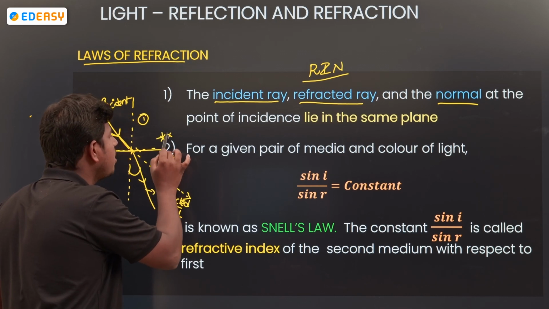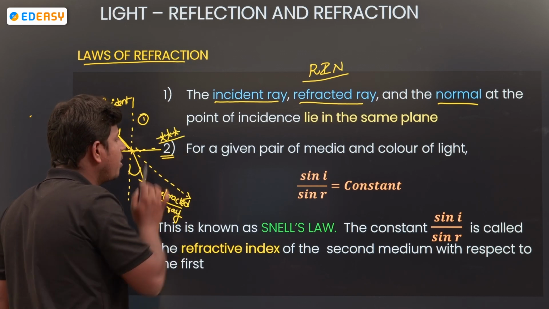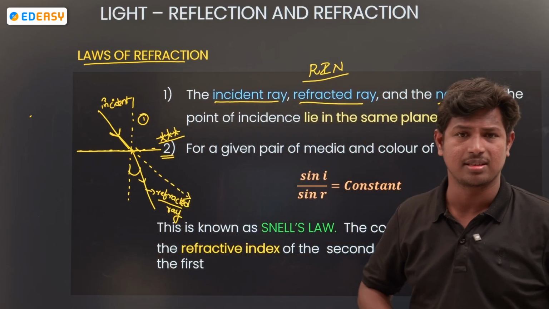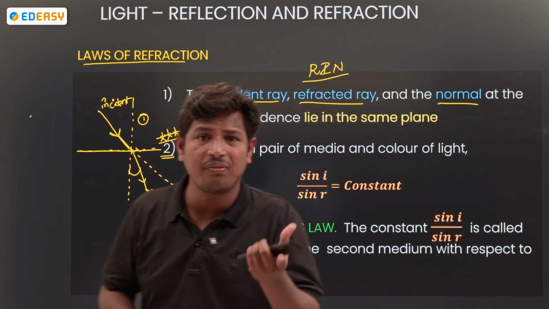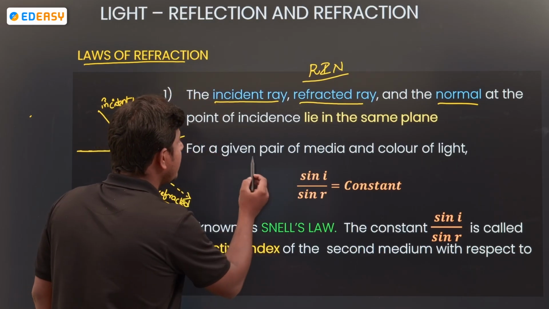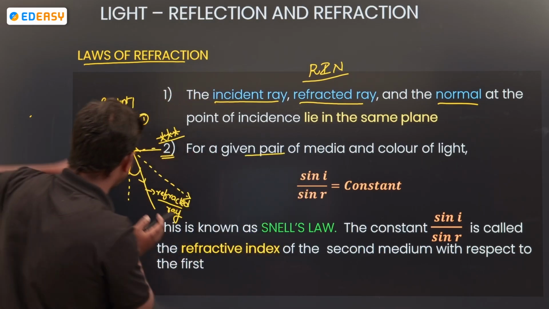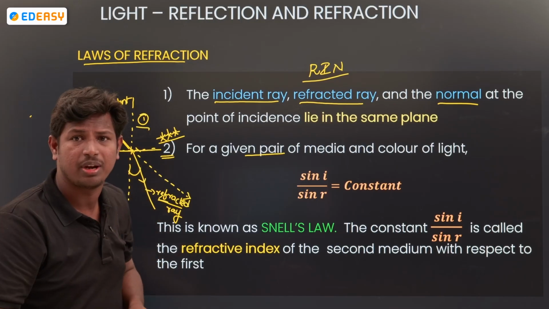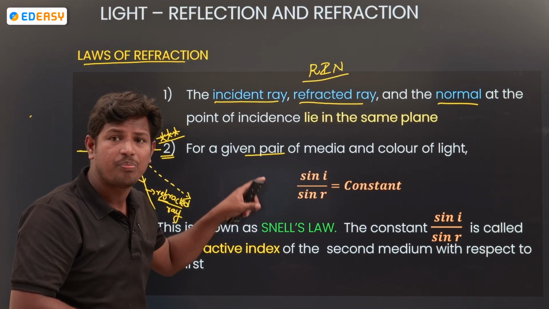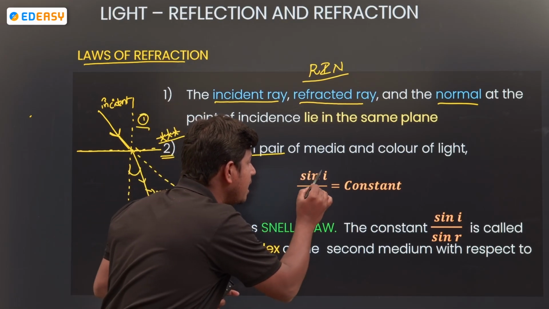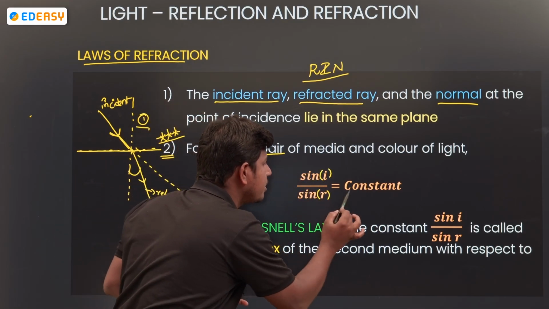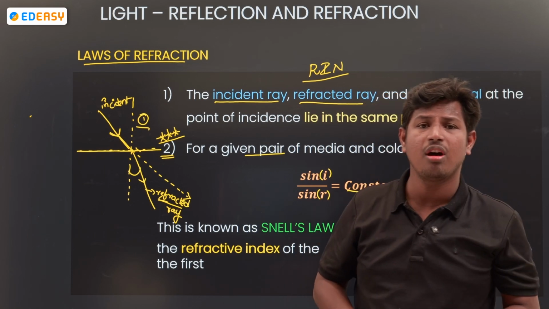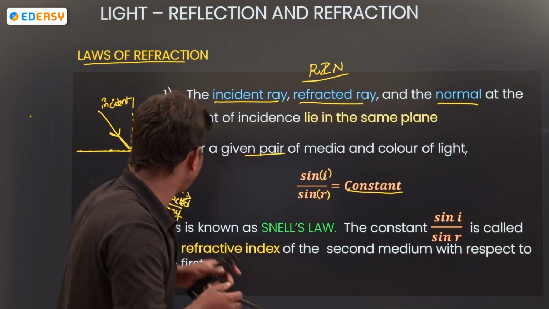This is very, very important for numericals and for conceptual questions also. What is the second law of refraction? For a given pair of media, medium 1 and medium 2, it's a combination, a pair of media. The ratio of sin i by sin r is equal to a constant. The ratio of sin i. What is sin i?